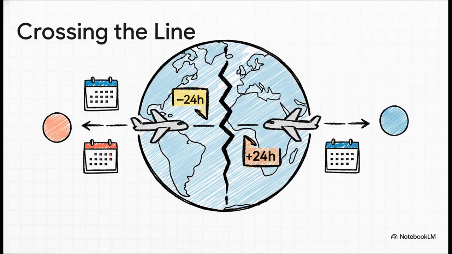And now for the really mind-bending part. It's basically a form of time travel. When you cross this line, you either gain an entire day or you lose one. So check this out. If you're flying west, say from the US to Japan, you cross the line and you completely skip a day. Poof, it's just gone. But if you fly the other way, east, from Japan to the US, you cross the line and you go back in time. You actually get to live the same day all over again.